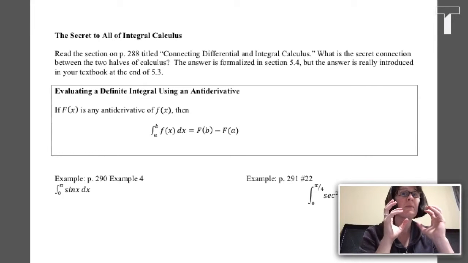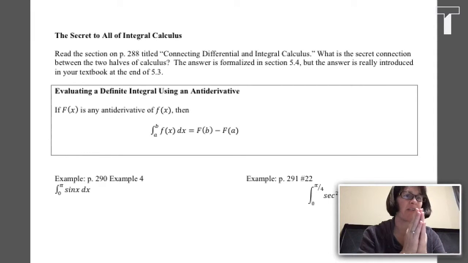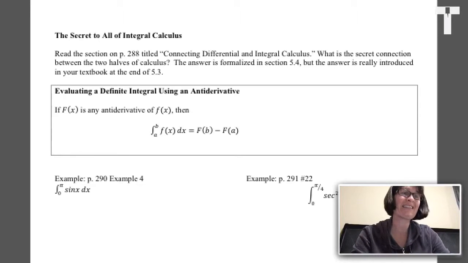You can evaluate a definite integral, not an approximation. You can get an exact answer for the value of a definite integral if you can find an antiderivative for the integrand. So this is the big deal. If capital F is any of the infinitely many antiderivatives of a function f, then the integral from a to b of little f is capital F of b minus capital F of a.